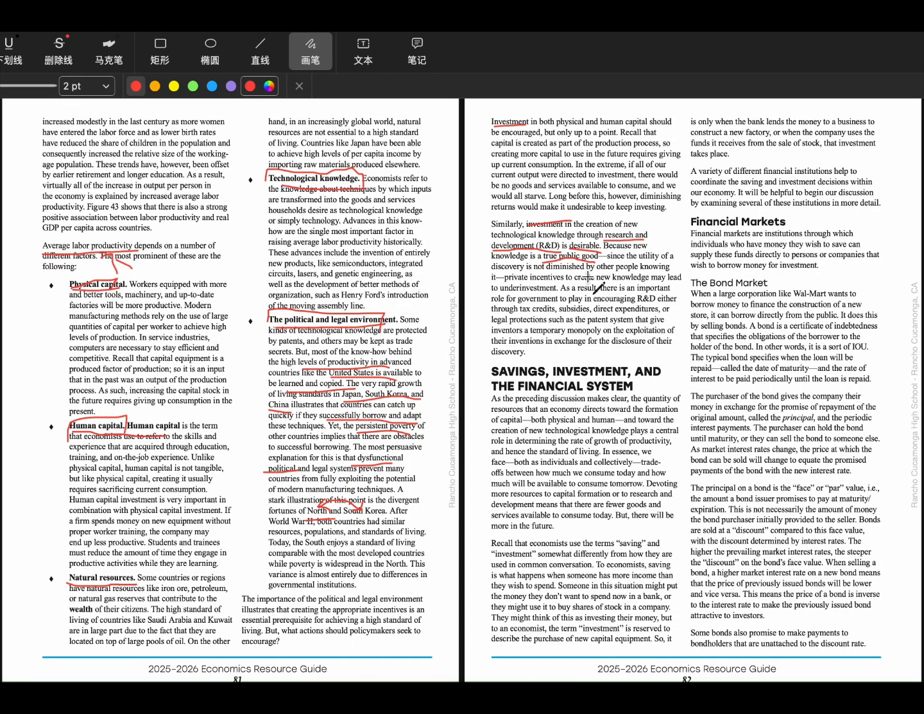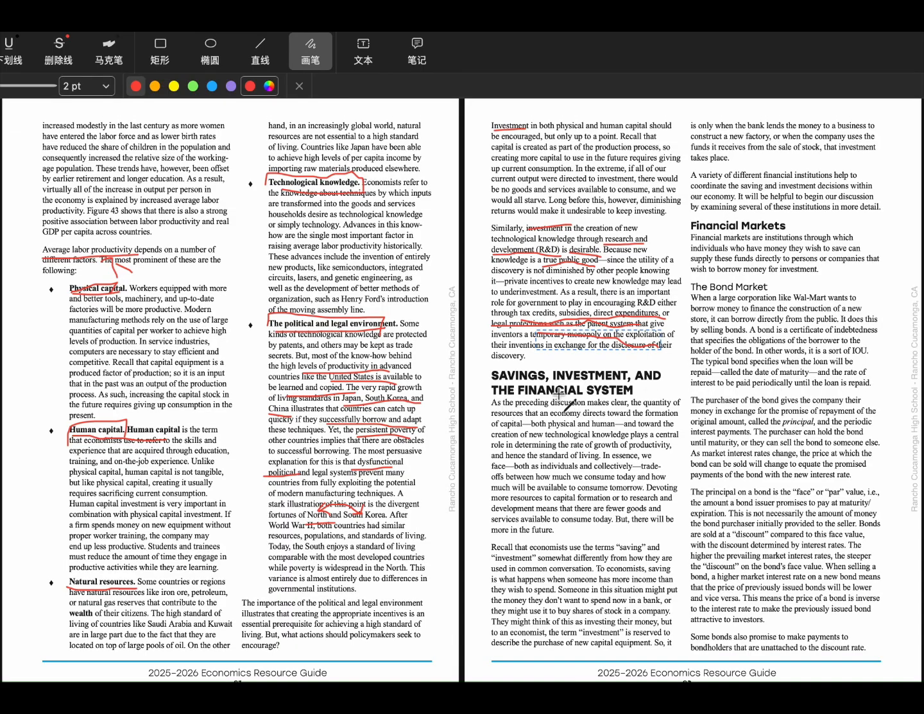Although it could be excluded by things like copyrights, it's not going to be excluded forever. That's why the government is so interested in research and development and offers things like tax credits, subsidies, and direct expenditures, or legal protections, such as the patent system, which we mentioned before, to give people a temporary monopoly so that they can be encouraged to invent. And that's one of the main reasons of the capitalist system even existing. Is saving, investment, and the financial system.